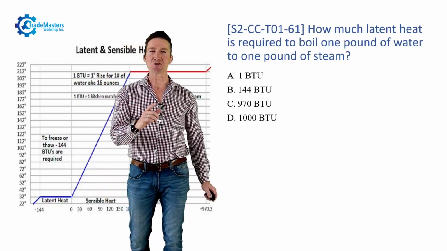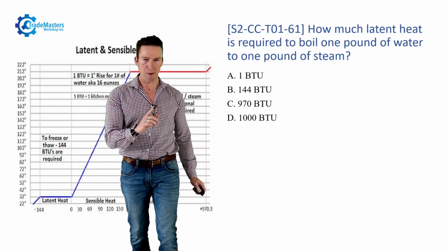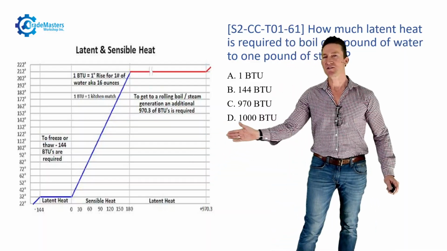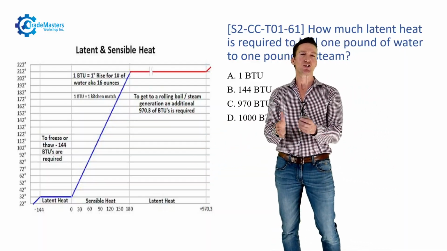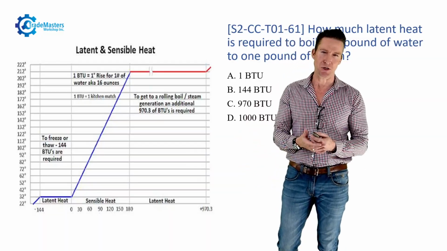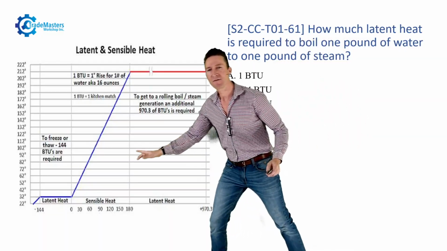CCT0161. How much latent heat is required to boil 1 pound of water to 1 pound of steam? On my left is a standard chart indicating how we can change water from state to state by adding heat energy to it. Let's look at the very bottom left-hand corner.